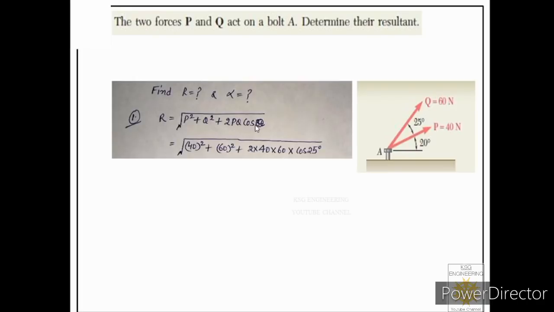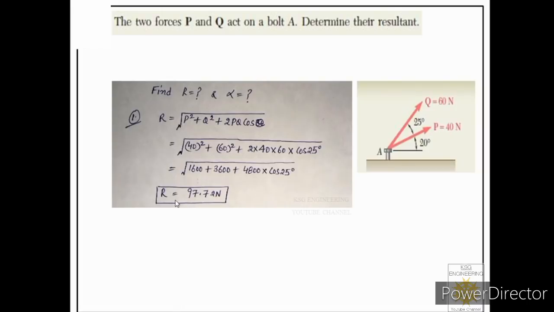And what is theta over here? Theta is the angle between the two forces. This you should remember, that whenever we are applying this formula for the parallelogram law of forces, theta over here is representing the angle between the two concurrent forces. So the angle between the two forces over here is 25. So that is why you can see 25 is taken. So when you solve this, you will get the answer for the resultant as 97.72 newtons.